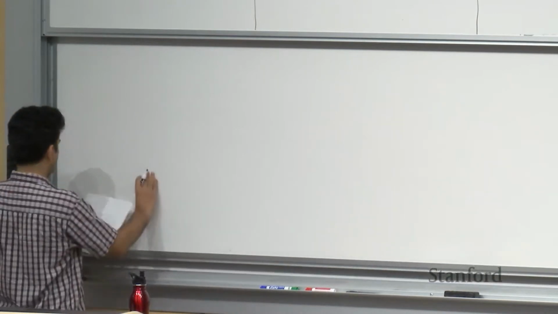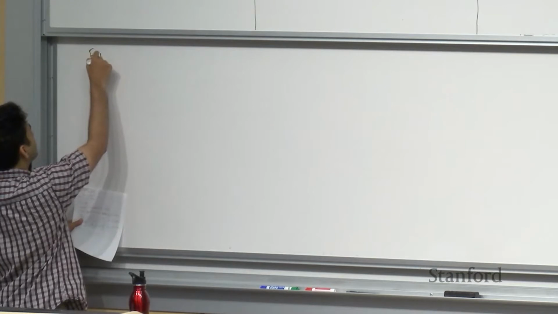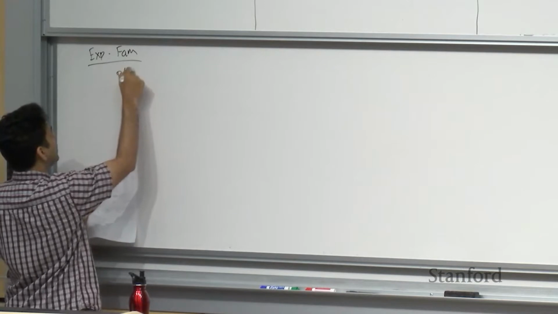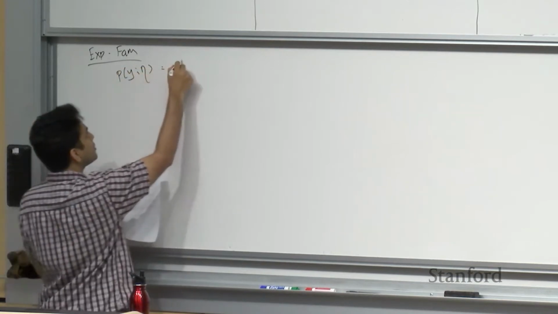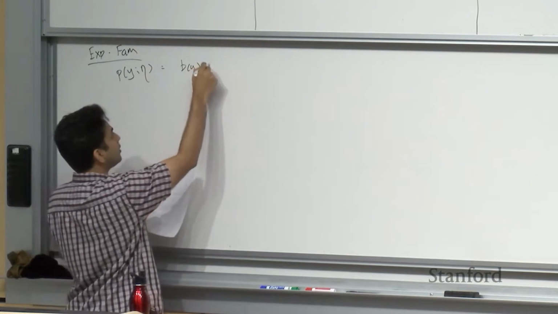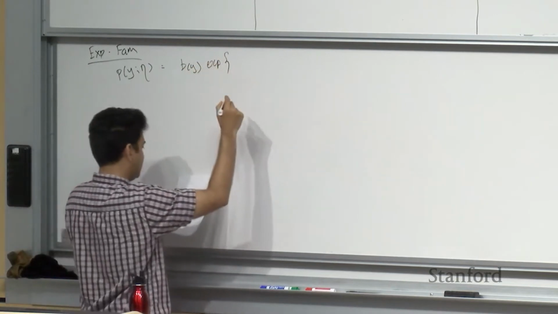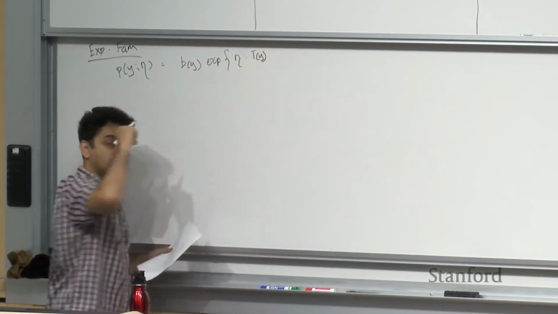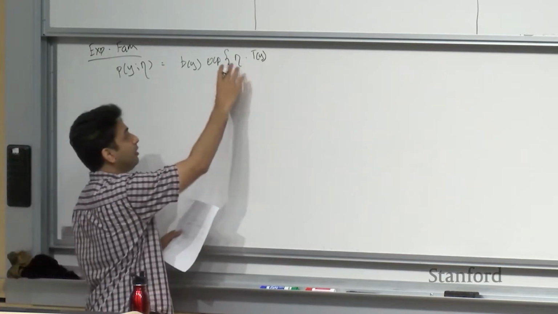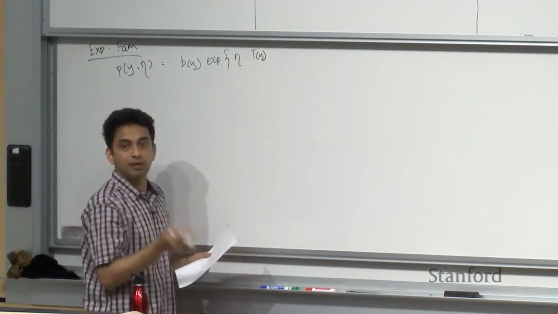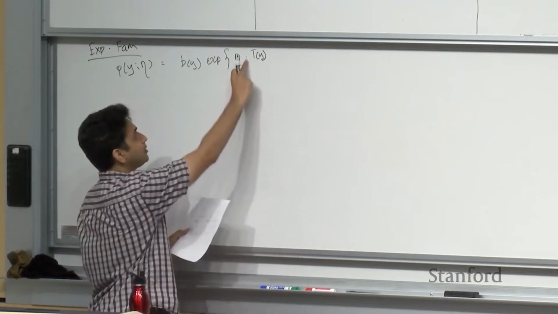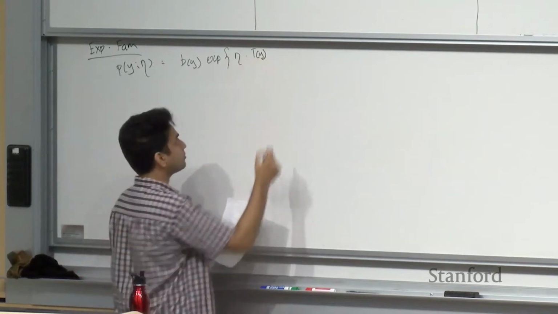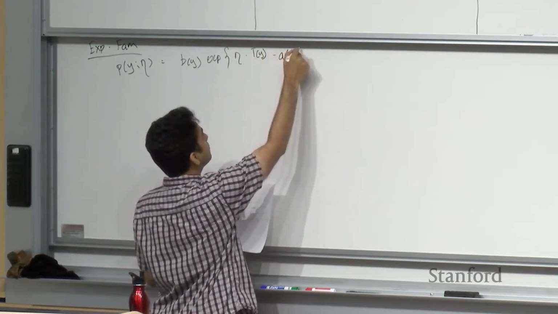So suppose we have an exponential family, p of y given eta equals b of y times exponent of eta dot t of y minus a of eta. I'm just rewriting the same thing over there. This is the dot product. Eta can be a vector, and t of y can also be a vector of the same dimension, and this is just the inner product. If these two are scalars, then this is just a simple product.